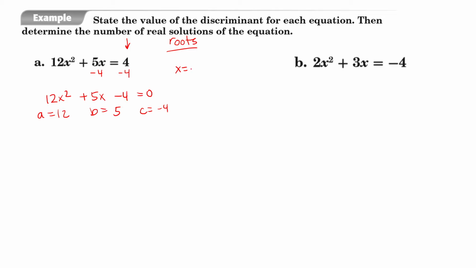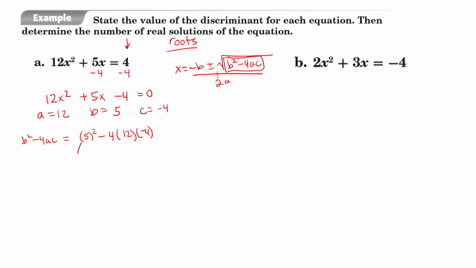So let's take a look at the quadratic formula again. So x equals negative b plus or minus the square root of b squared minus 4ac all over 2a. Make sure your fraction bar goes across the whole numerator expression. A lot of people will cut it off right here, and that's no good. All right, so all I need is the discriminant portion, which is right here. So b squared minus 4ac. For this one, b squared is going to be 5 squared minus 4 times 12 times negative 4.